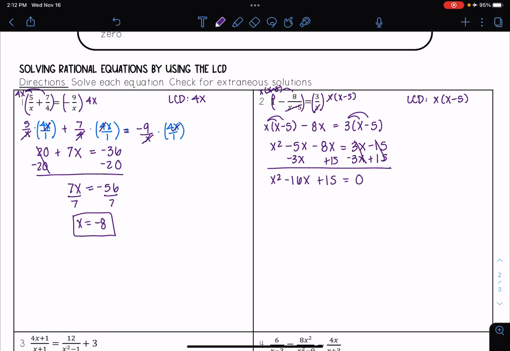Now I'm looking for two numbers that multiply to 15 and add to negative 16. I see that's going to be negative 1 and negative 15. Setting those both equal to 0, I get that my solutions are 1 and 15. Checking both of those, I see neither of them is going to cause my denominator to equal 0. And so that means I am good.